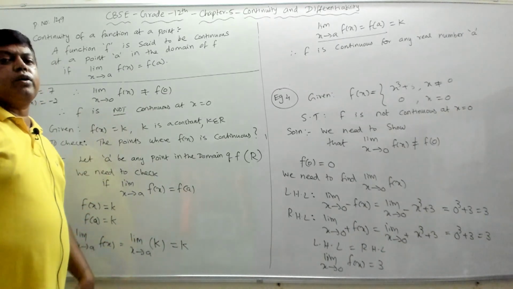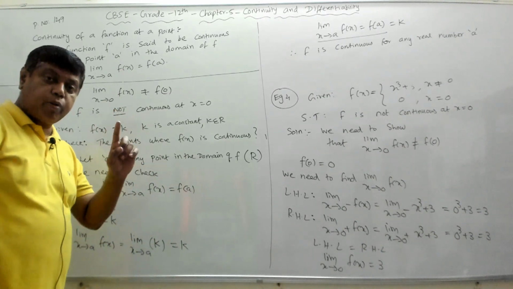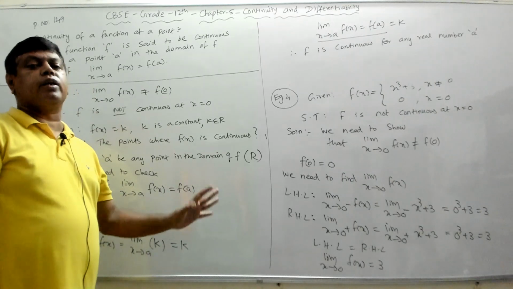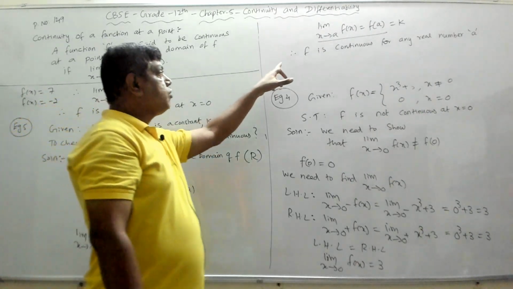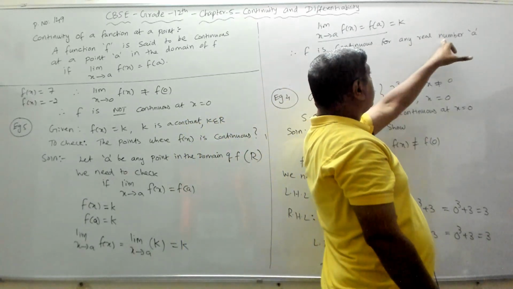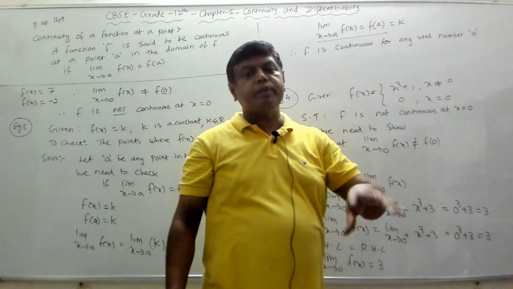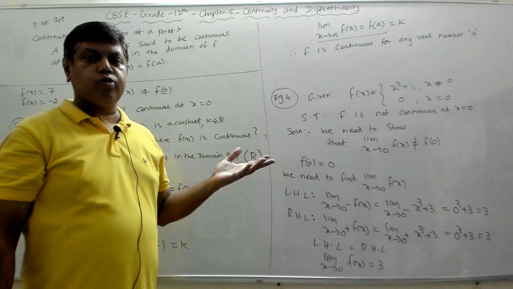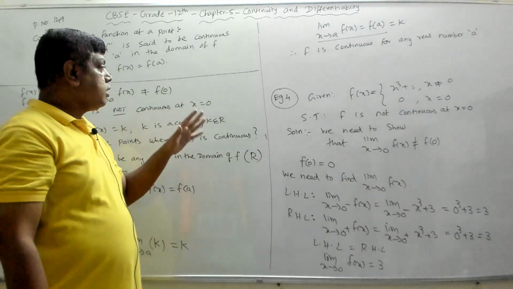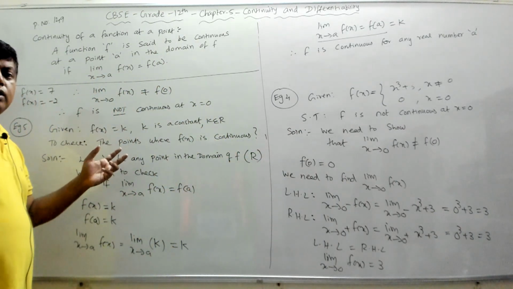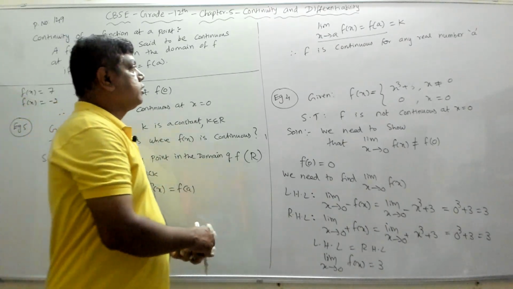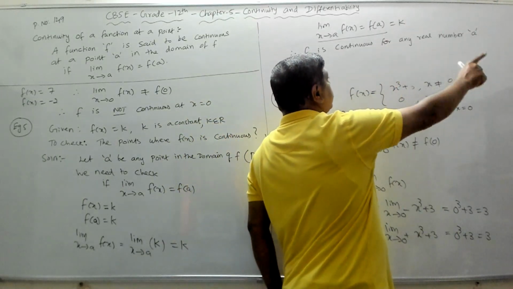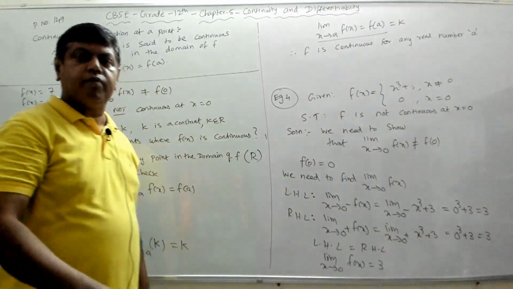X equal to 1, it is continuous. X equal to 2, it is continuous. X equal to 1.1, it is continuous. X equal to minus 5, it is continuous. Every real number, f is continuous. Therefore, any real number means every real number. Any number it is true, which means it is true for every real number. Therefore, this constant function is continuous at every real number a.